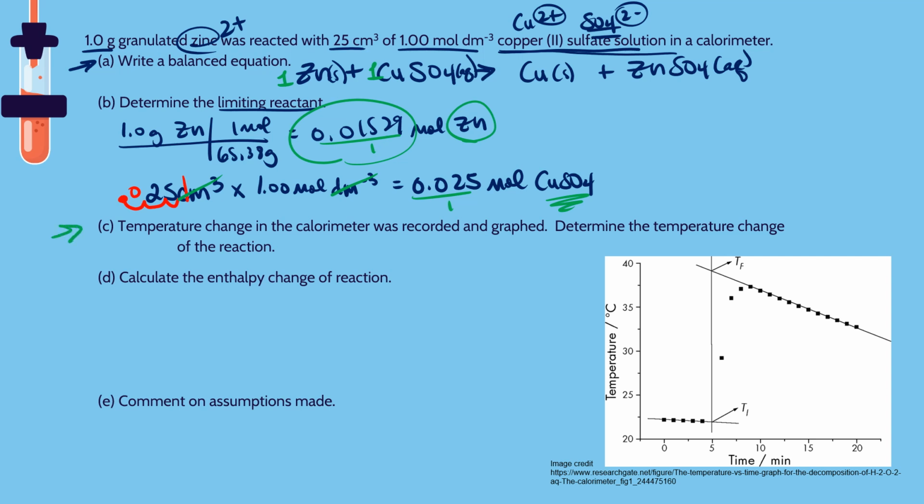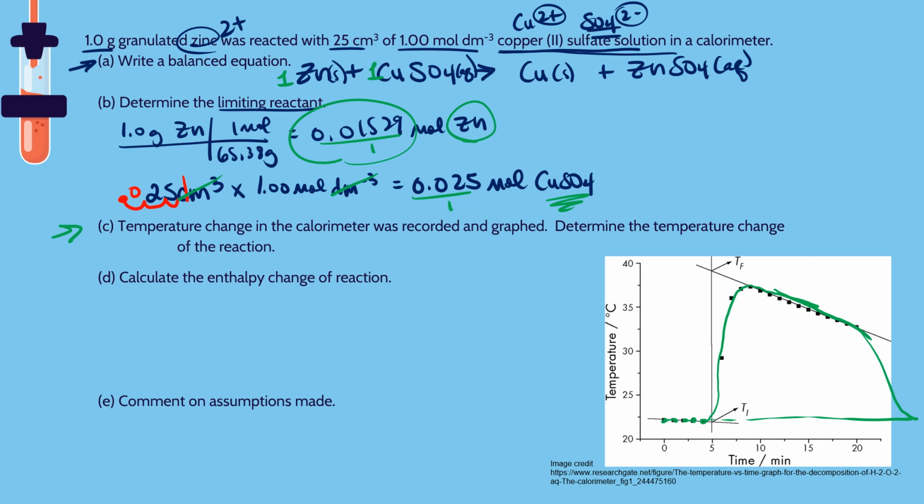Temperature change was recorded and graphed. We're going to figure out the temperature change of the reaction. Here's an interesting thing about graphing temperature. We clearly don't have much temperature change here because I didn't add my zinc to my copper 2 sulfate yet. But then we did. And what happened was a pretty quick increase in temperature. And then as we're losing heat to our surroundings, the temperature is going to go back down. Eventually our temperature would fall until we get back to that initial temperature, which is probably the temperature of the room.